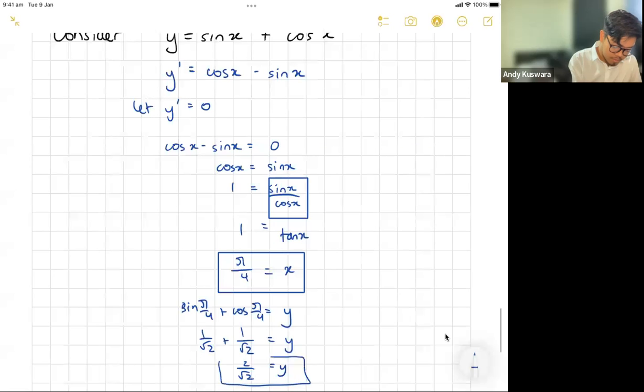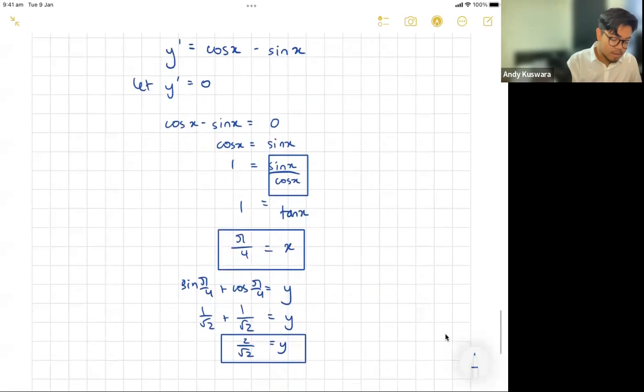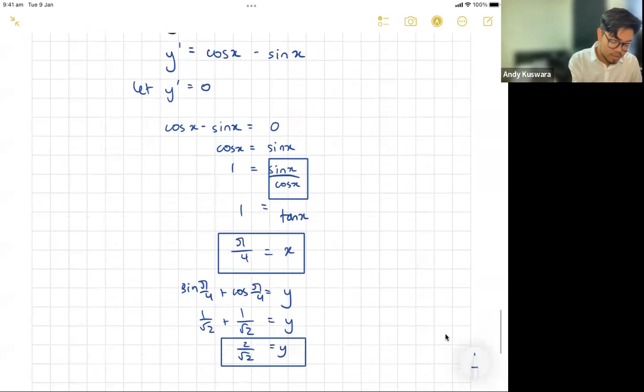There you go. And just to check one more, that's our stationary point. Our stationary point is pi on 4 and 2 on root 2.